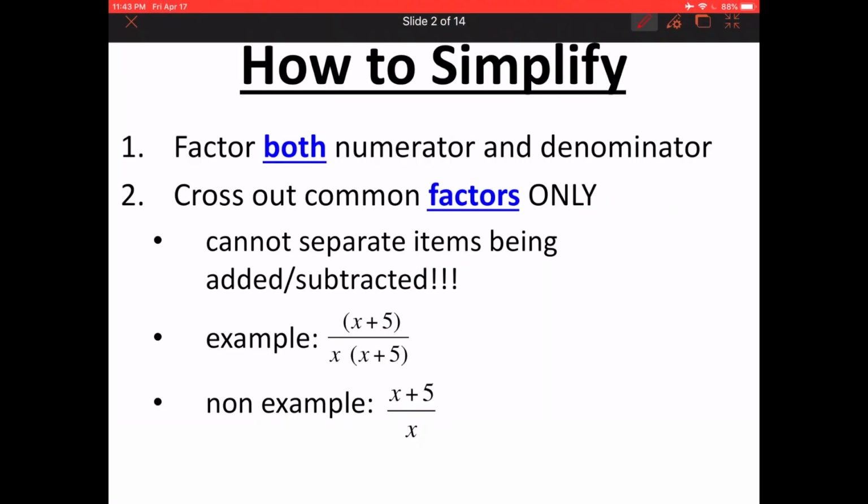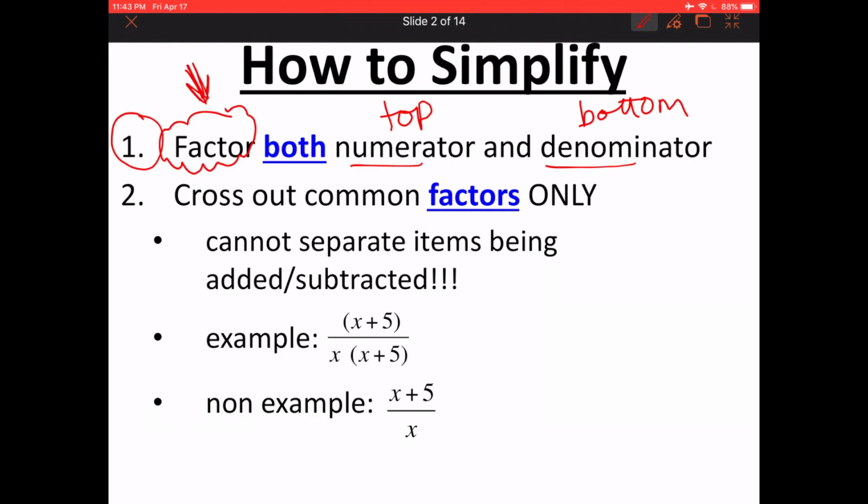So our steps for simplifying. Step 1 is to factor both the numerator, which is the top of the fraction, and the denominator, which is the bottom of the fraction. This is why factoring is so important, guys. This is why we've been talking about it in chapter 10, in chapter 9. Remember your methods of factoring.